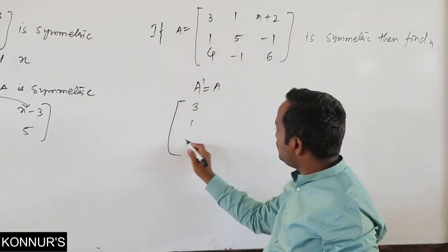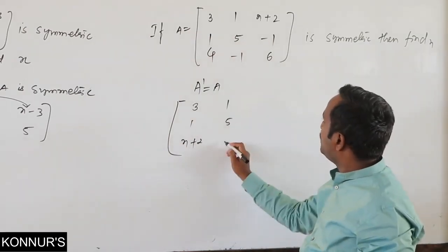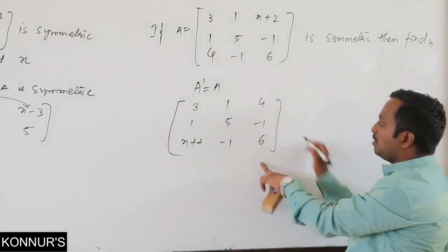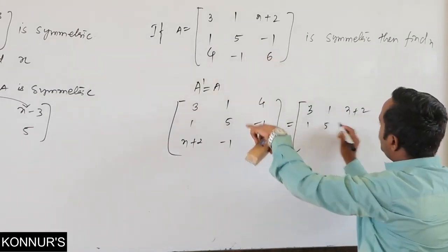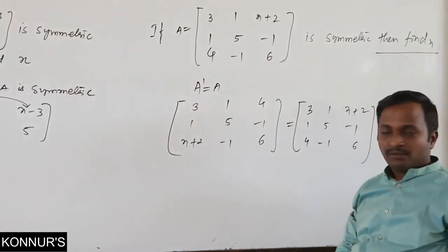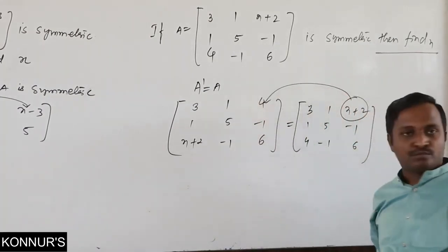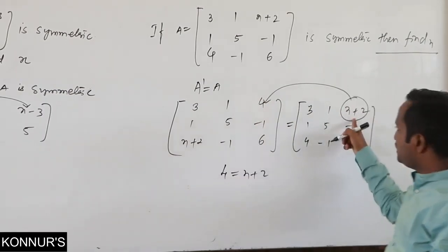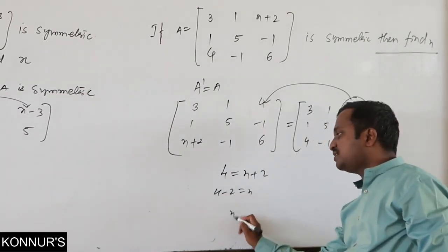3, 1, x plus 2. Row becomes column. Next 1, 5, minus 1, 4, minus 1, 6. Row becomes column. A is the same as it is. What is the question? We have to find x. Where is x variable? It is here. Right? X plus 2 should be equal to 4. So 4 should be equal to x plus 2. Isn't it? Now send this here. 4 minus 2 is equal to x. X is equal to what?